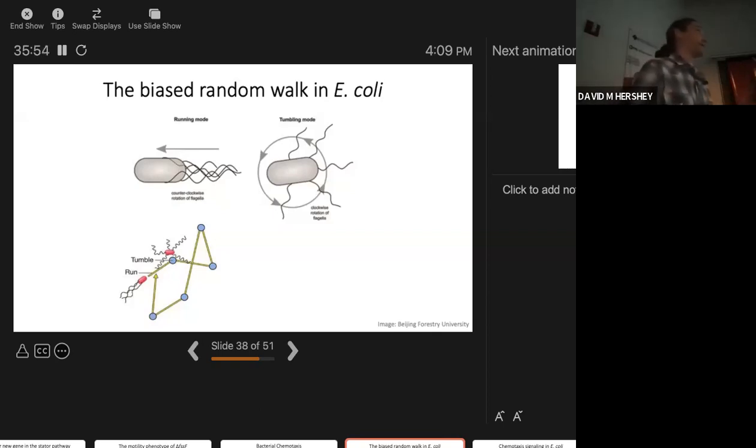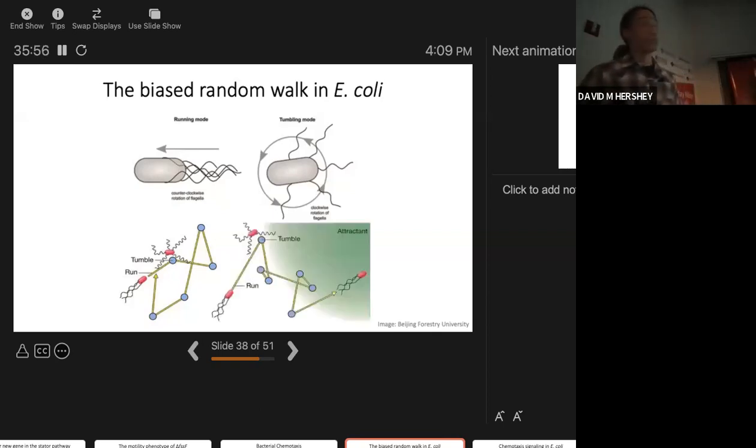So this becomes interesting when you think about the cell in the context of a food source. So if you have some sort of attractant that's based over here, what you can notice about the swimming behavior here is that it's biased. When the cells are swimming towards the attractant, they tumble less. When the cells are swimming away from the attractant, they tumble more. And so this is called the biased random walk. And this is how bacteria actually move towards attractants.